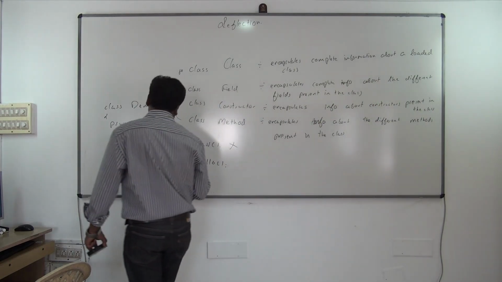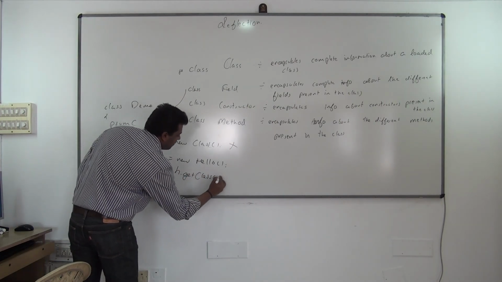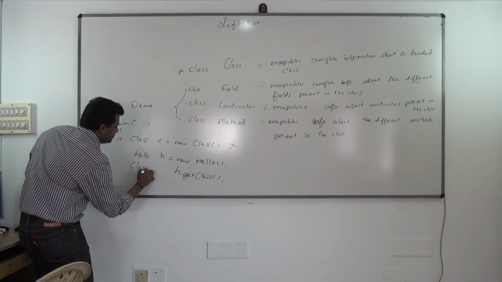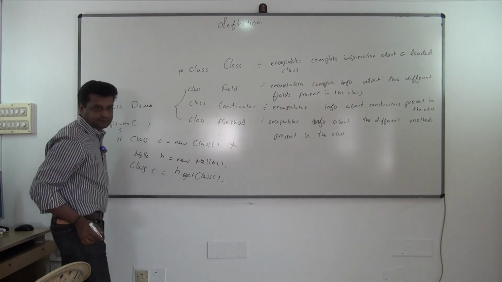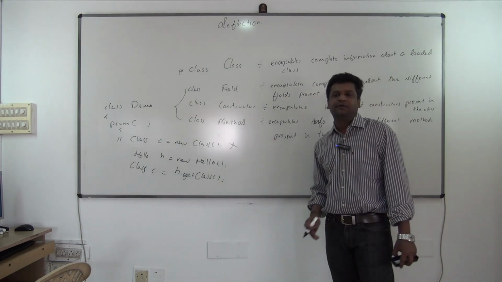We can get a reference now. How do you get the reference to that class now? There is a method called getClass. The return type of this is class C. Yes, this will contain the complete information now. So this is what I will be showing you today.